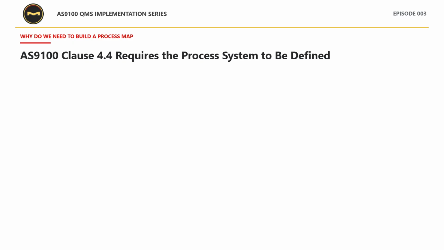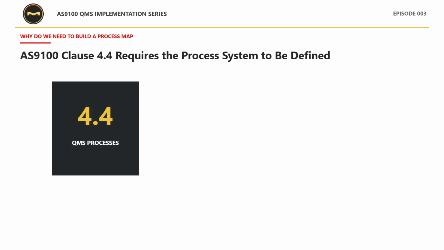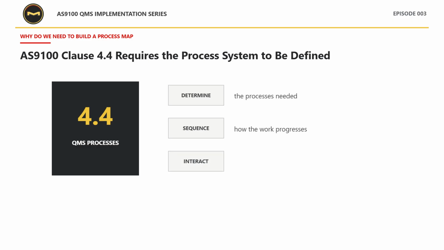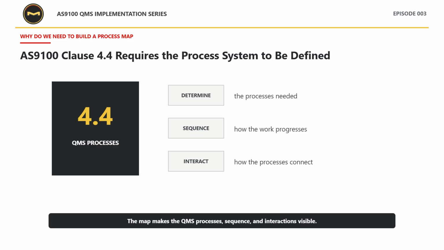Welcome back. We now move to Roadmap Step 2, Building the Process Map. AS9100 Clause 4.4 requires the organization to determine the processes needed for its quality management system and define how they interact. A good process map makes that system visible, understandable, and usable.